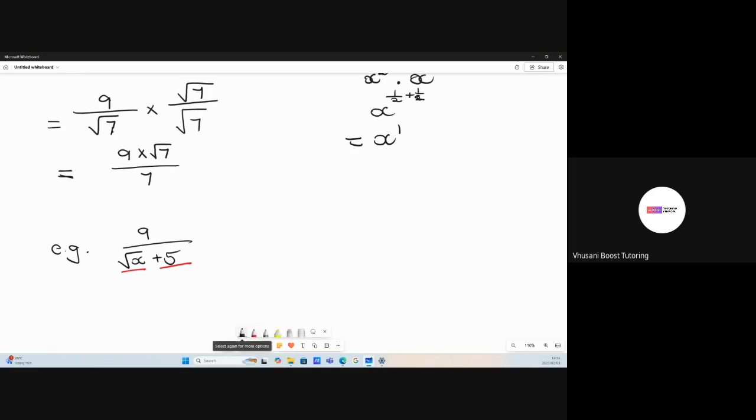And the conjugate of this would basically be the square root of x minus 5. And remember, what we do in the denominator, we also do to the numerator.